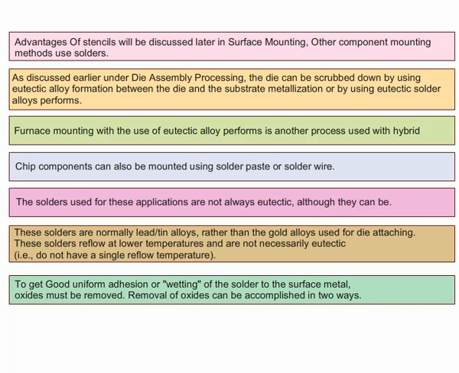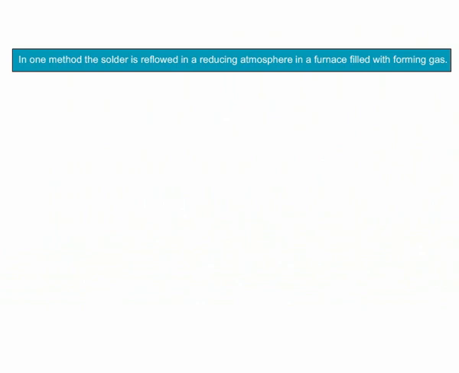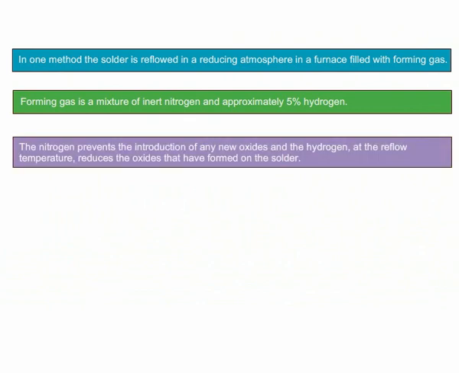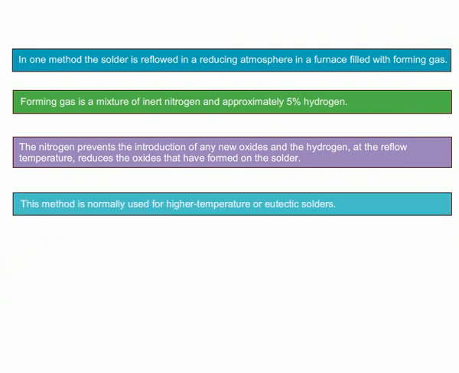In one method, the solder is reflowed in a reducing atmosphere in a furnace filled with foaming gas. Foaming gas is a mixture of inert nitrogen and approximately 5% hydrogen. The nitrogen prevents the introduction of any new oxides, and the hydrogen, at the reflow temperature, reduces the oxides that have formed on the solder. This method is normally used for high temperature or eutectic solders.